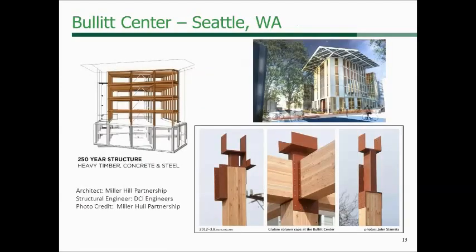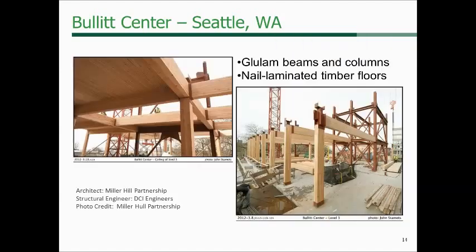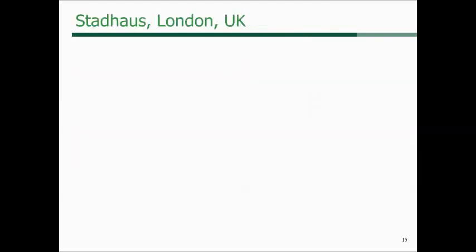of the wood construction. This is a project in Seattle, Washington called the Bullitt Center. It's touted as being the greenest building in the world when it was built, and used heavy timber construction as well as nail-laminated timber construction and having it all exposed.